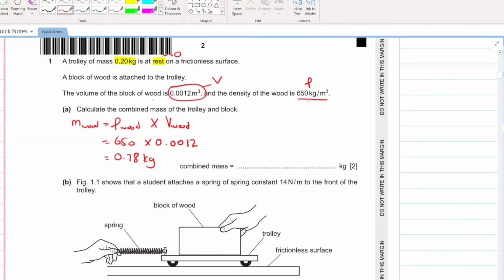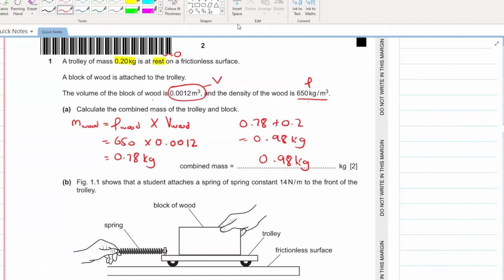The 0.78 kgs is the mass of wood. What is the mass of the trolley? Can anyone identify the mass of the trolley as well? The mass of the trolley is 0.2. We will add them together to get the combined mass. So 0.78 plus 0.2 comes out to be 0.98 kgs. Let's write it here, 0.98 kgs. Let's further move ahead.